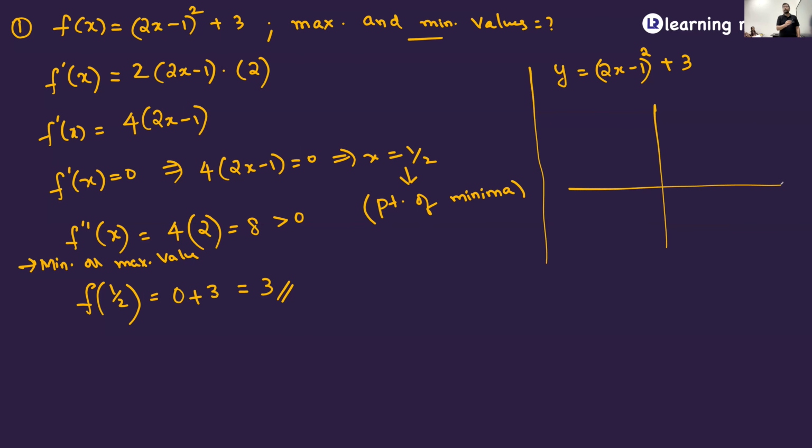Shifted to the right by half unit. So you will get something like this. This is the graph for 2x minus 1 the whole square. Whereas if I want it for 2x minus 1 the whole square plus 3... Okay, one minute. There is a correction here. Sorry.